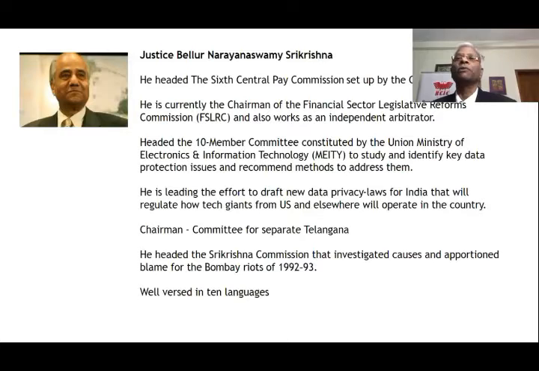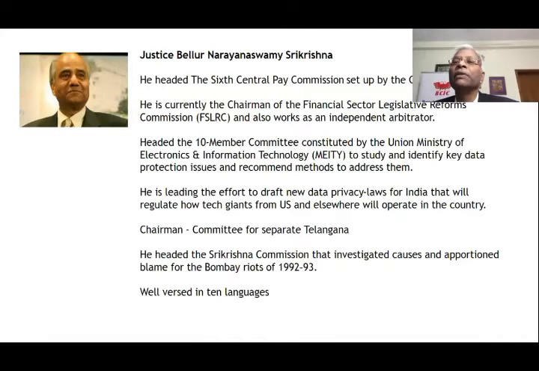I now have the proud privilege and pleasure to introduce Justice Bellur Narayanaswamy Sri Krishna sir. He is a person well versed in 10 languages, including our own native language of Kannada. He headed the Sri Krishna Commission that investigated causes and apportioned blame for the Bombay riots of 1992-93. He has been chairman of the Committee for Separate Telangana. He is now leading the effort to draft new data privacy laws for India that will regulate how tech giants from the US and elsewhere operate in the country.